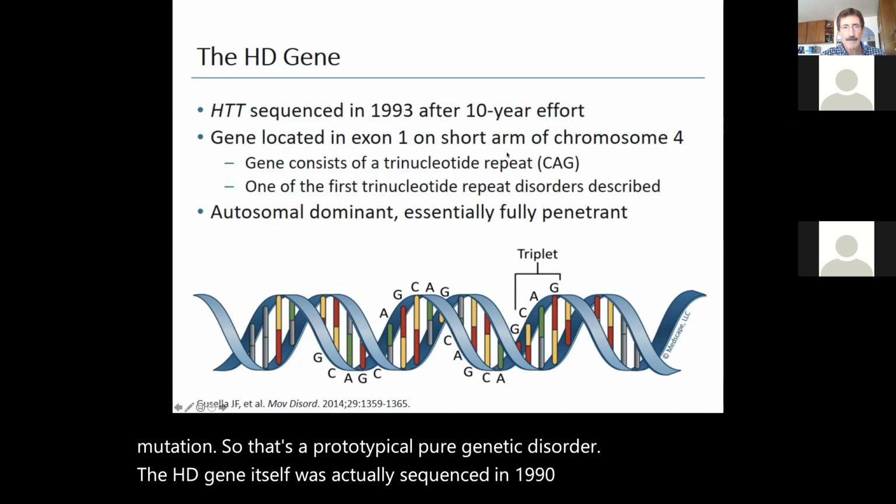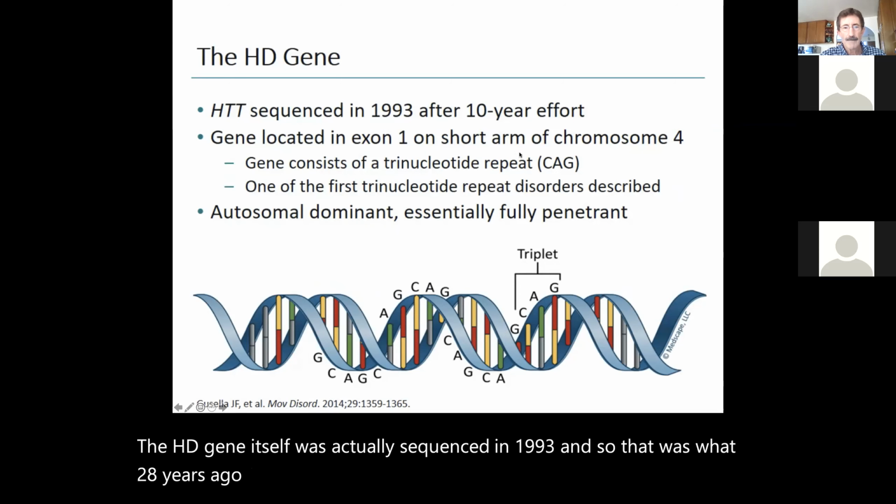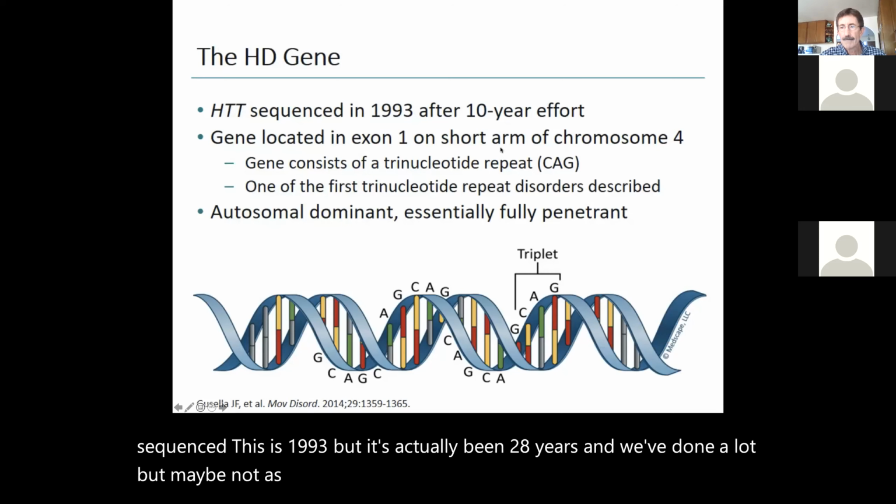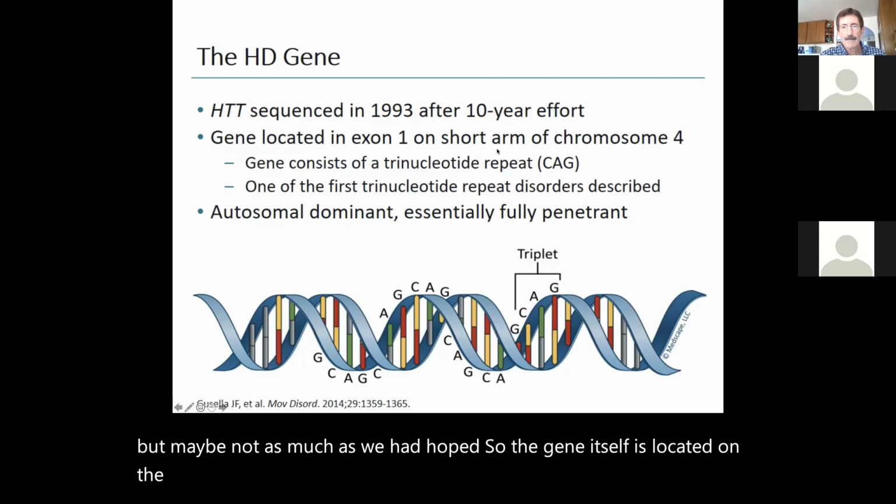And so that was, what, 28 years ago now, after a 10-year effort. So we were all excited when it was sequenced. This is 1993, but it's actually been 28 years. We've done a lot, but maybe not as much as we had hoped. So the gene itself is located on the short arm of chromosome 4.